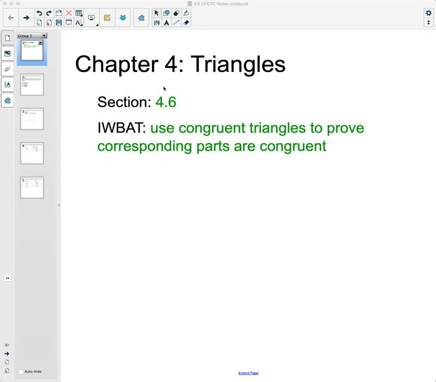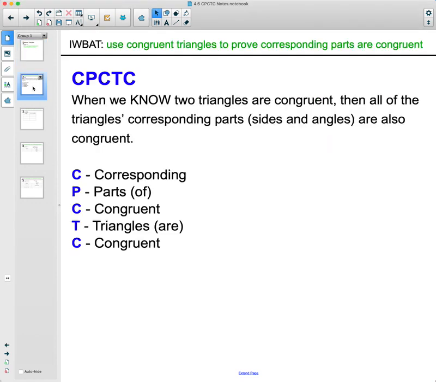In this video, we are going to talk about what happens after we prove triangles congruent, using the fact that all the corresponding parts are congruent to go further with our proofs. This is based off of the idea that when we have two congruent figures, whether they're triangles or not, all of their corresponding parts, their sides and angles, are also congruent.